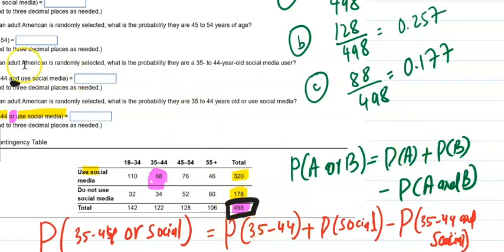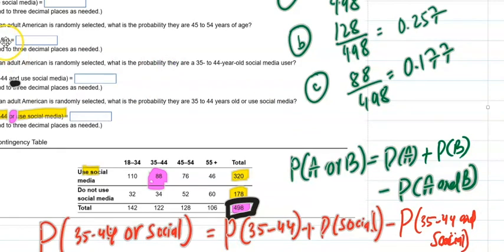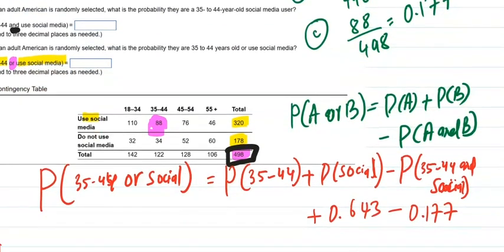Remember that part B is different, 45 to 54, but I'm looking for the probability of 35 to 44. So let's find this separately here. What's the probability of 35 to 44? To find it, you find how many people are between the ages of 35 and 44. You have 122 divided by 498, and when you divide, you get 0.245. So I'm going to use that here.